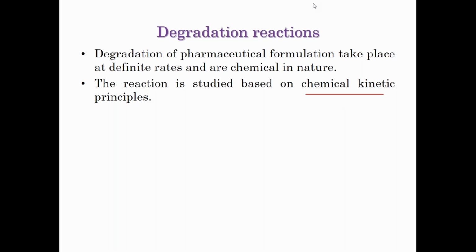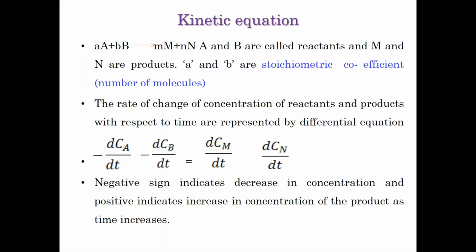So when we say it's a chemical kinetic principle, we need to understand the kinetics. It's a rate process: at what rate the drug is degrading. So when we talk about the rate process, we should understand the rate concepts also. With this one small example, when you look at the screen here, an equation has been written. Why are we writing the equation? It's a chemical reaction. Any chemical reaction is represented in the form of equations only.